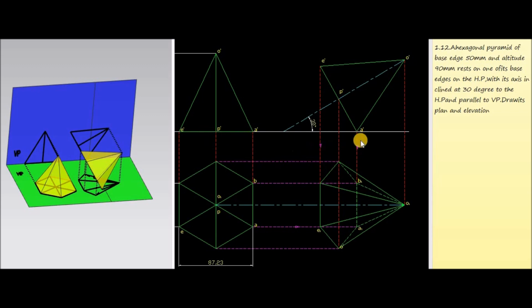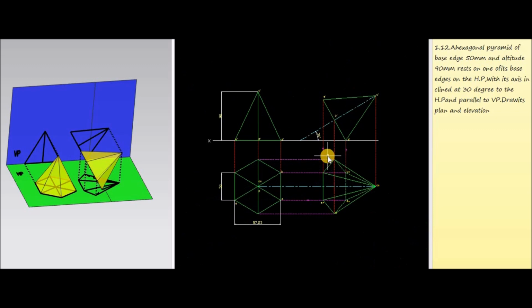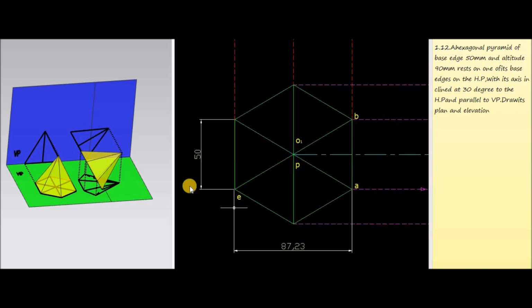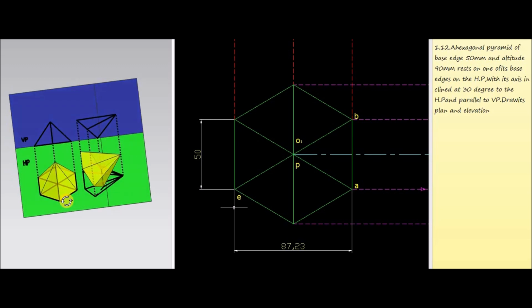This one is the XY line, and the area above the XY line will be VP, and the area below the XY line will be the horizontal plane. Now first of all, we have to consider the hexagonal pyramid in the initial stage 1.